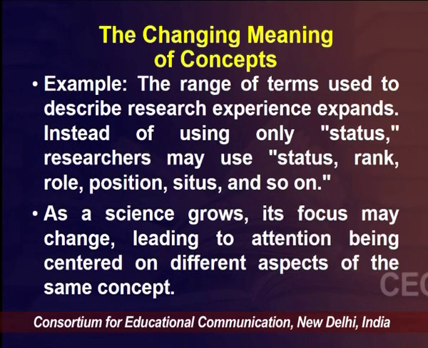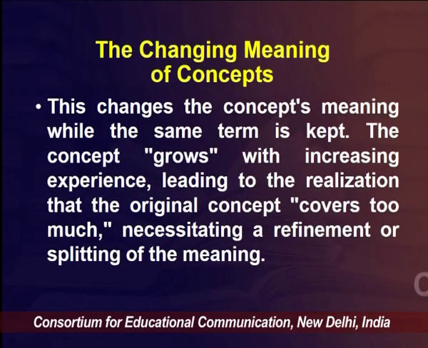As a science grows, its focus changes, leading to attention being centered on different aspects of the same concept. This changes the concept's meaning while the same term is kept. The concept grows with increasing experience, leading to the realization that the original concept covers too much, necessitating a refinement or splitting of the meaning. So, you can have more concepts which would then explain the older concepts.